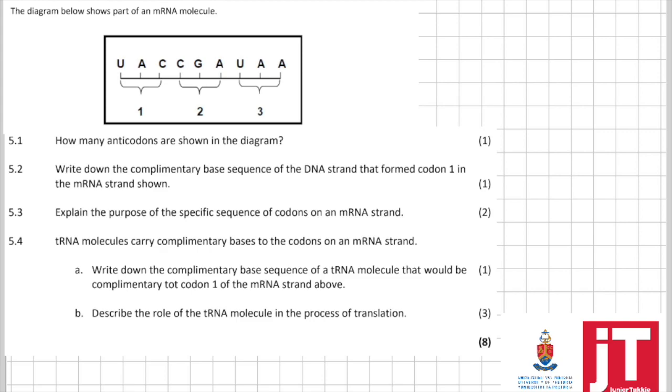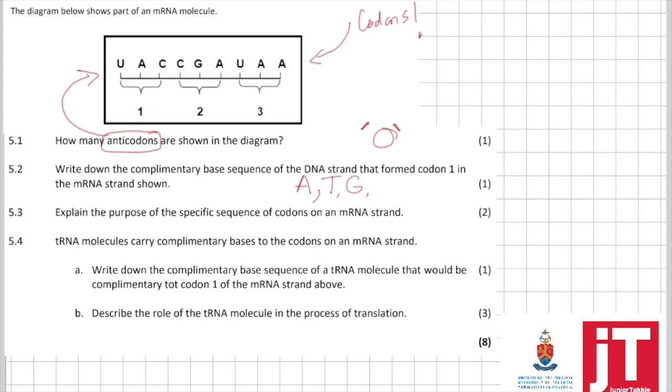All right, let's have a look at the questions. So now, here's a little bit of a trick question. Question 5.1. How many anticodons are shown in the diagram? Now remember, this is an mRNA molecule. And mRNA base sequences result in every 3 of them forming a codon and not an anticodon. So in this case, I would go with 0. There are no anticodons present in this mRNA strand, only codons. Now, in the back of your mind, you should be asking yourself, well then, where would we find the anticodons? Okay, and we'll get to that.